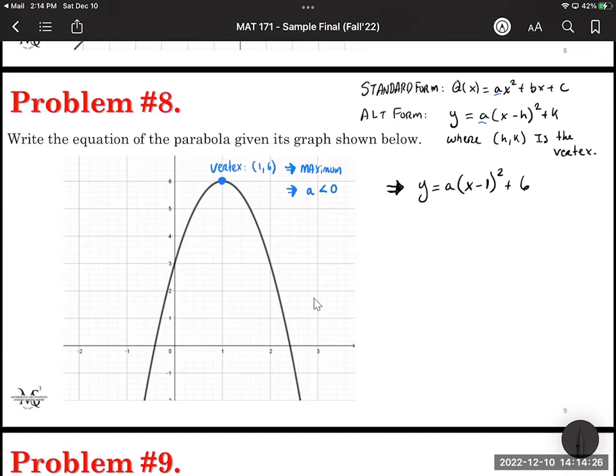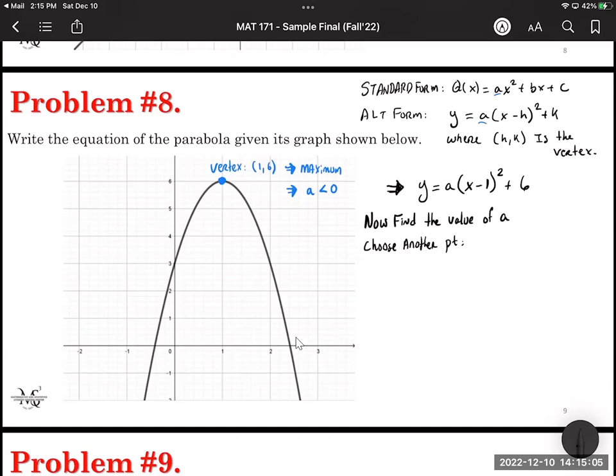So we're not done yet. We only got the vertex inside of our alternate form of the quadratic, of our parabola. What I now have to do is find the value of a and plug that in to get the full equation. So now, find the value of a. If I want to find the value of a, I have to choose a second point, any point except the vertex.